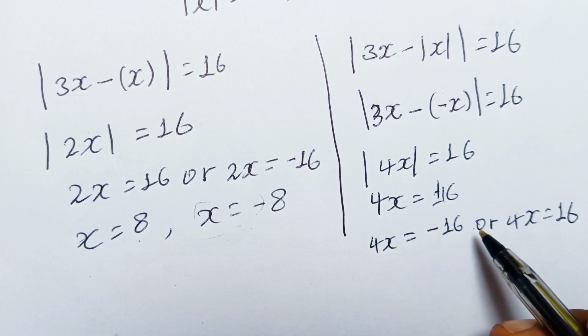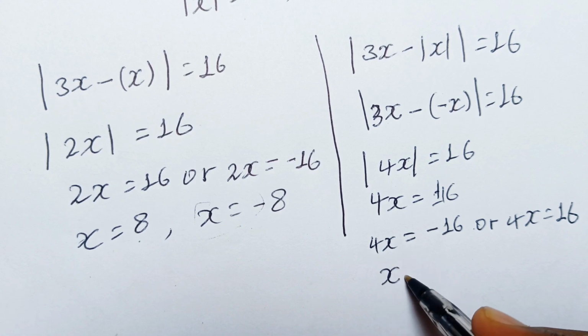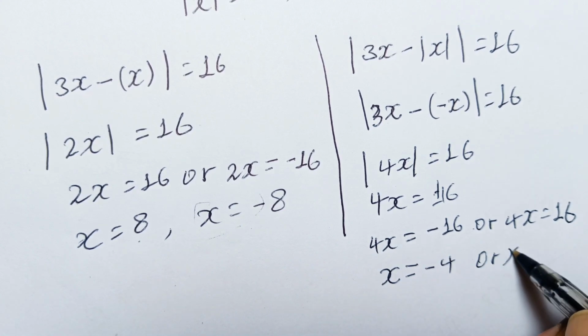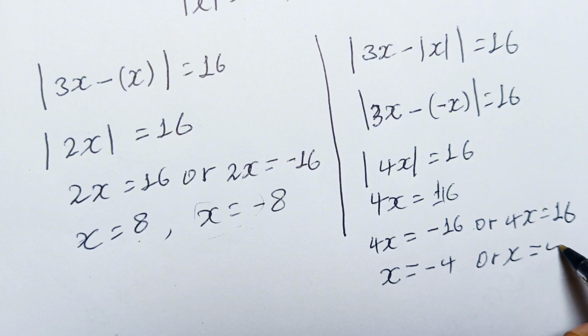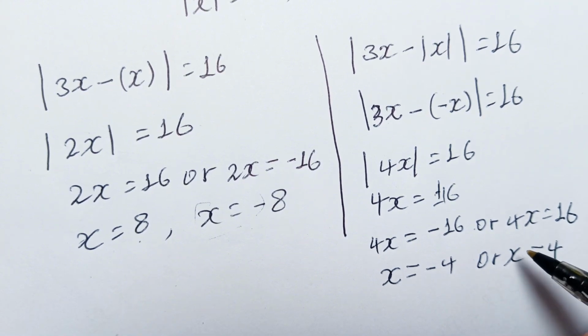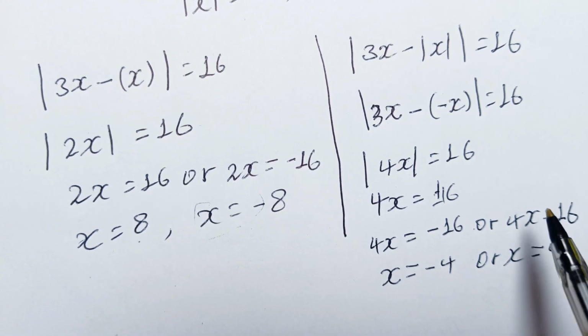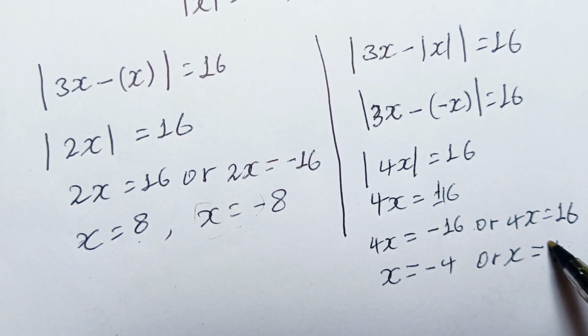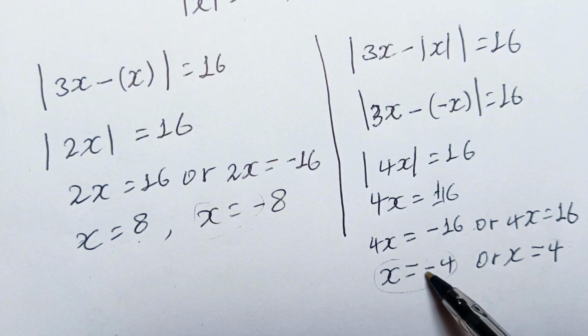So divide both sides by 4. So x equals minus 4 here, or x equals positive 4. So in this case, x must be negative since x is less than 0. So this x is greater than 0, so we only take this one, minus 4.